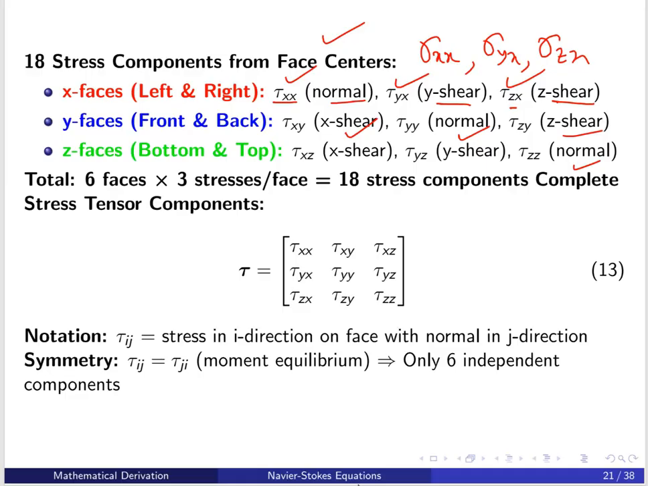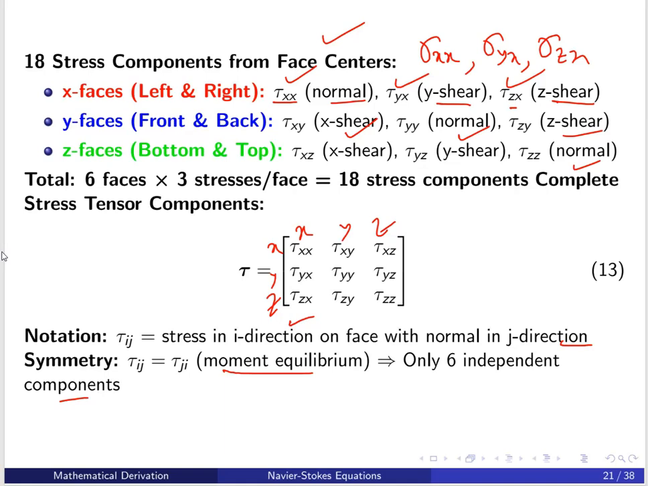So we can write in the matrix form, tau is equal to tau xx, tau xy, tau xz, with columns x, y, z, and again tau yx, tau yy, tau yz, tau zx, tau zy, tau zz. The notation here is that tau ij is nothing but stress in the i direction on the face with normal in the j direction. Symmetry properties follow for this stress tensor. So tau ij is equal to tau ji, which is actually called momentum equilibrium. So only 6 independent components we have to consider.